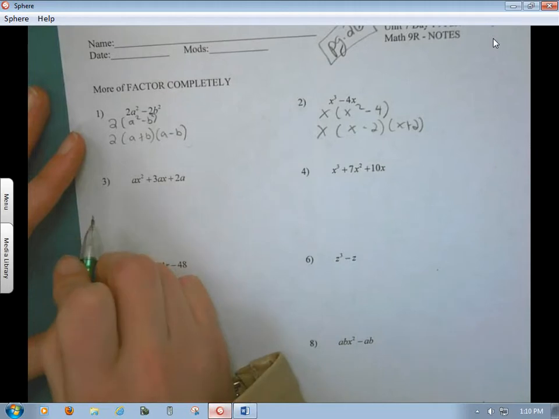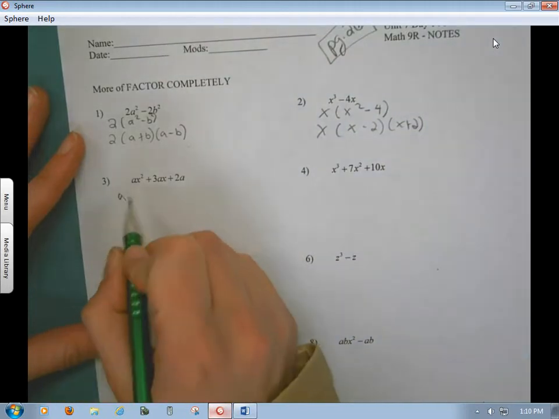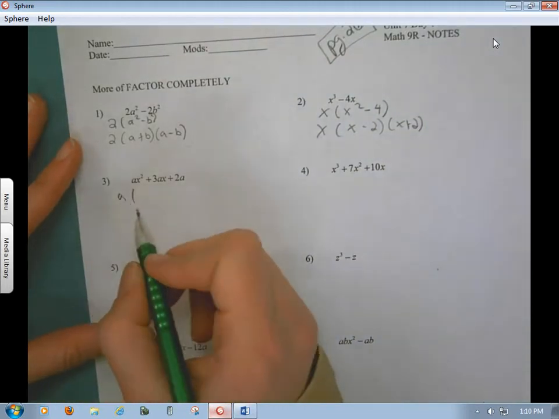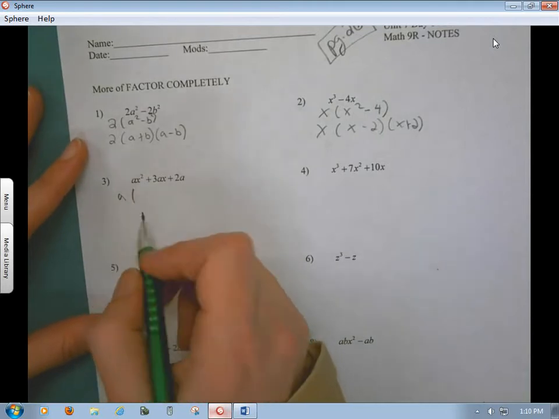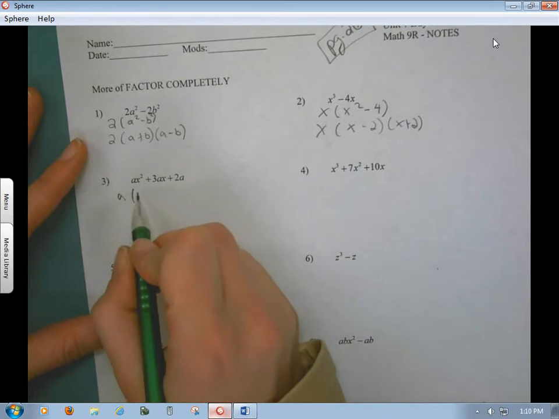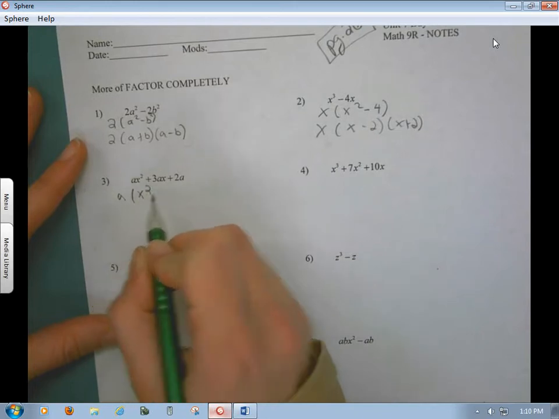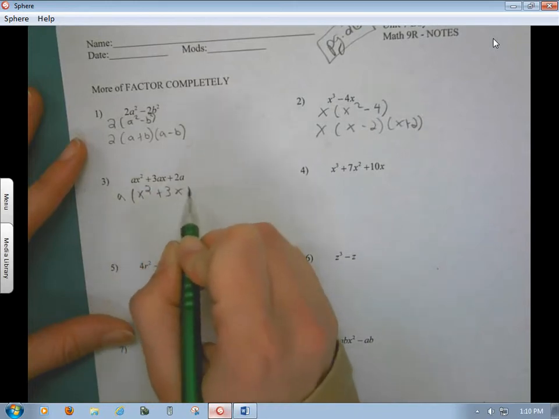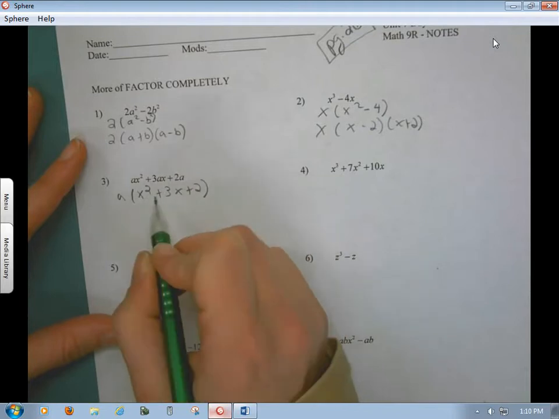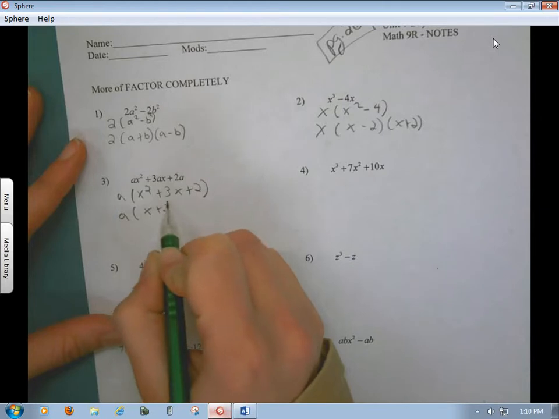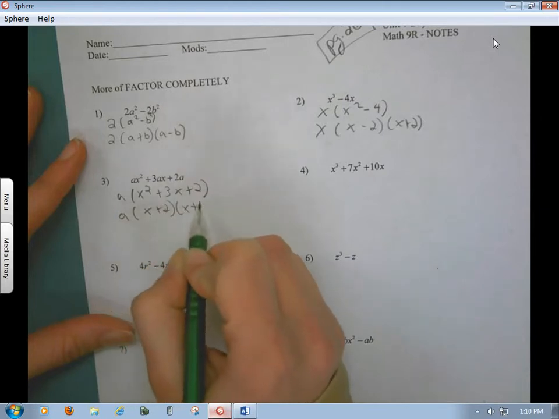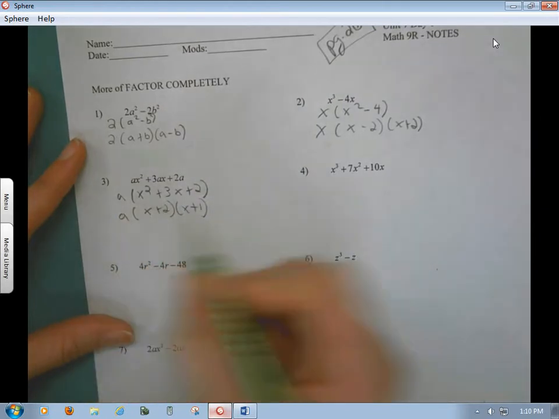Okay, number 3, the GCF is a. Always, always, always look for the GCF first. If you don't pull out the GCF first, you're going to get stuck. So factor out the a. Then you have a trinomial that needs factoring, and that's as far as that one can go.